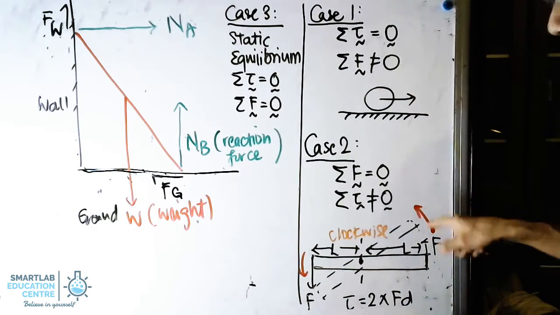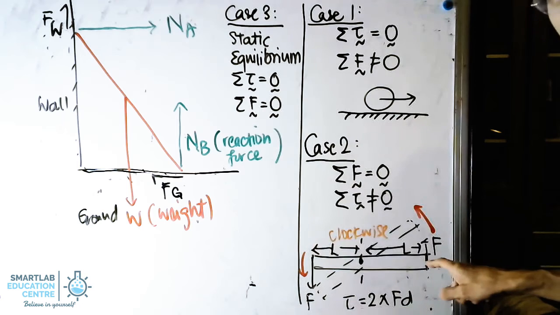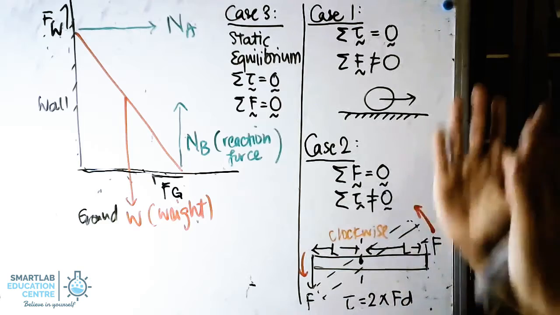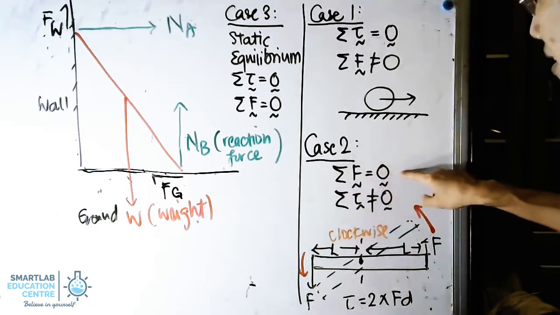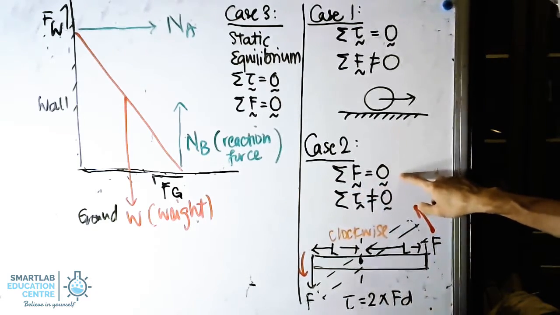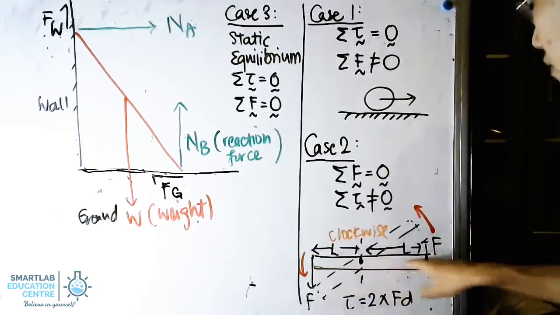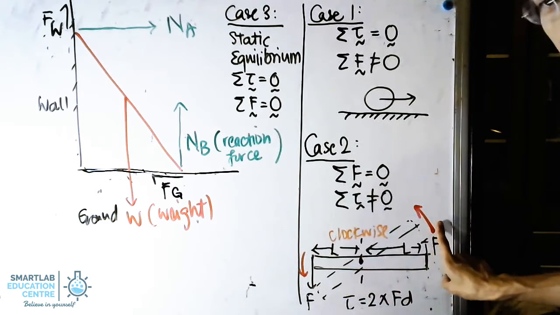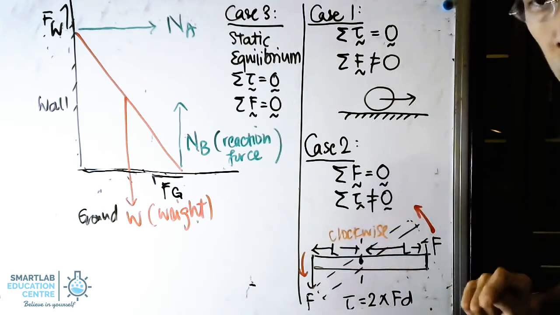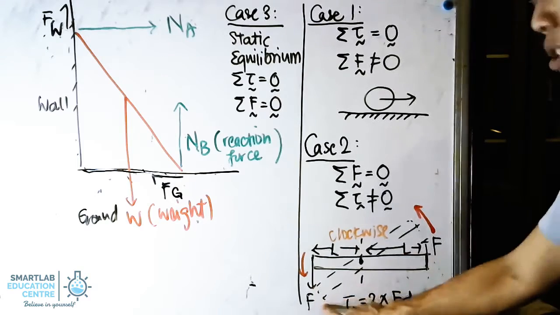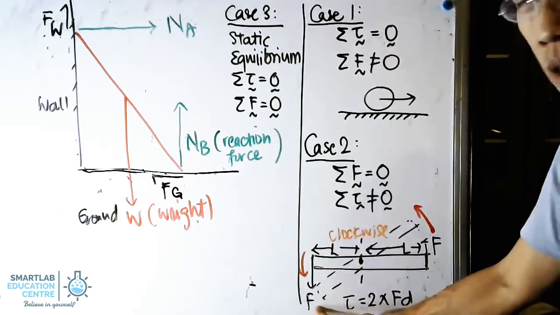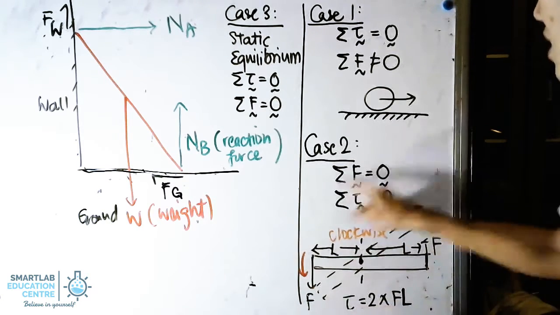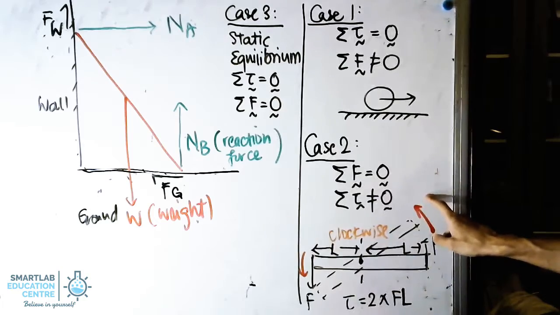In case 2, the object is undergoing rotational motion, and the object is actually stationary. It doesn't move or doesn't translate. So you can see that in this case, the net force acting on the object is 0. For example, we have a ruler pivoted at the CG with a length of 2L. If you apply a force upward here, F, and a force downward here, F, the net force would be 0 because these two will cancel each other. And the torque would be 2 times FL, and the direction would be clockwise. So this is a pure rotational motion.